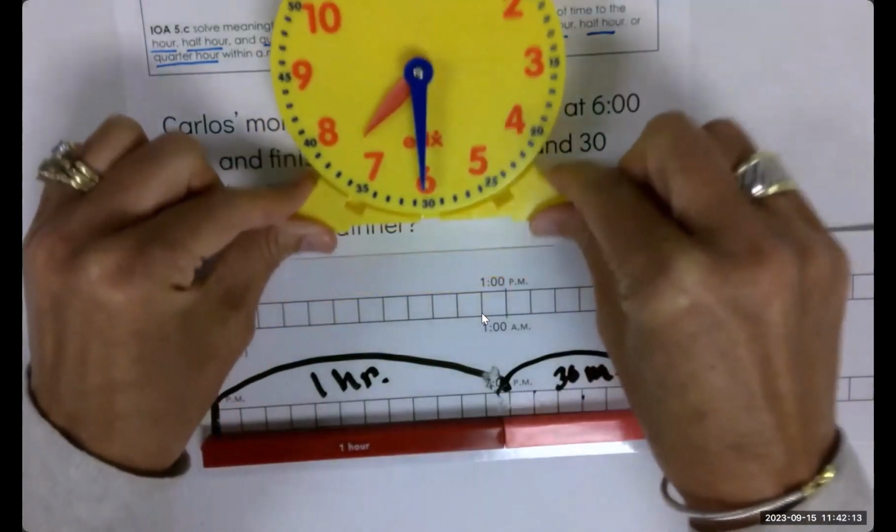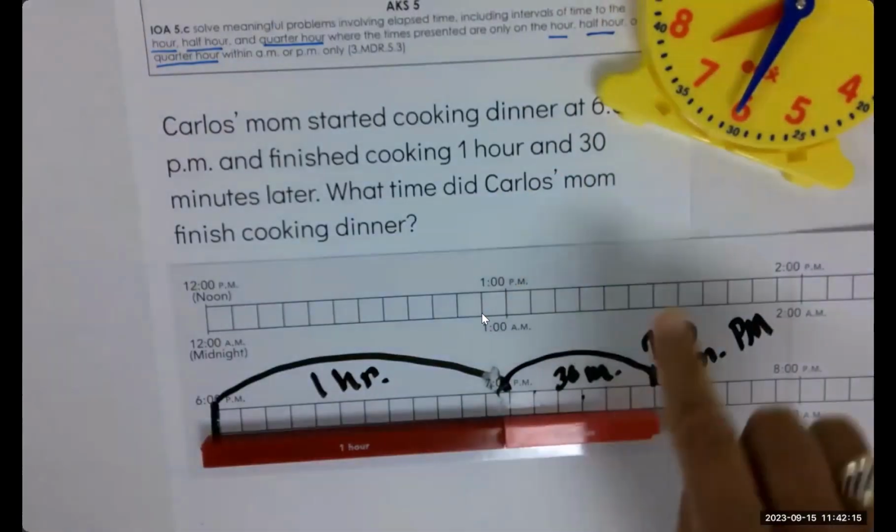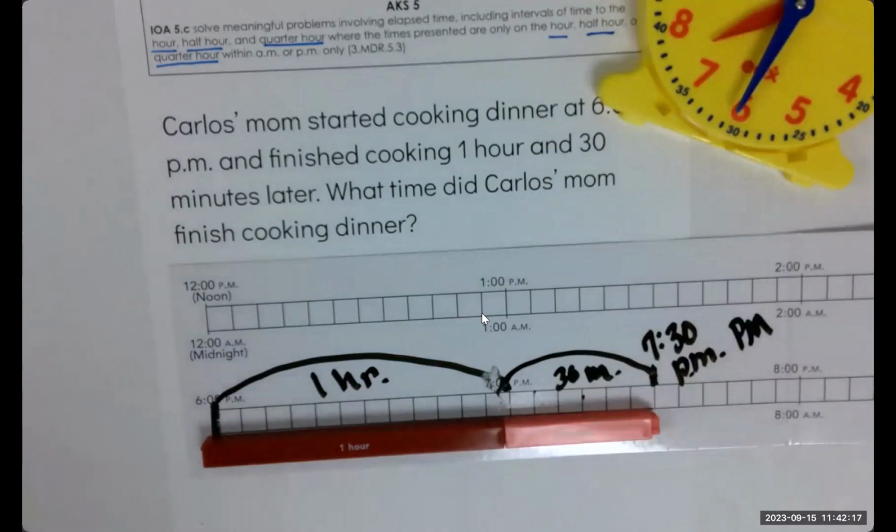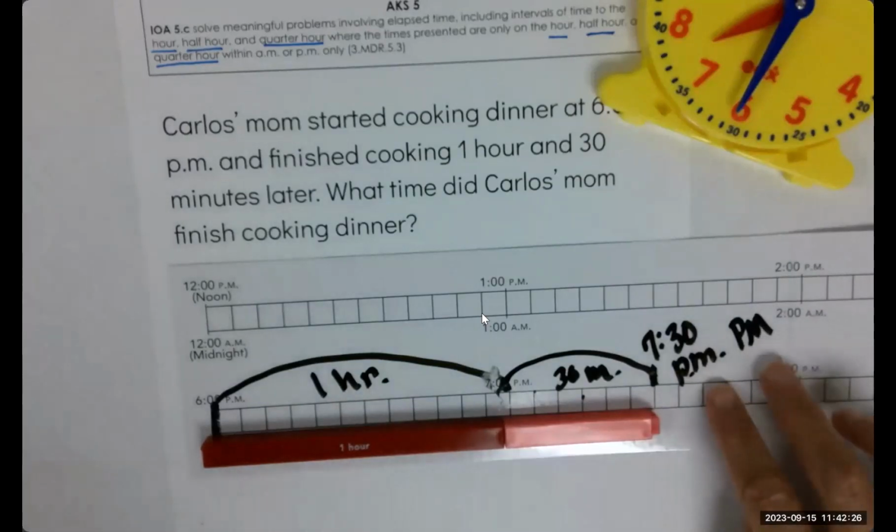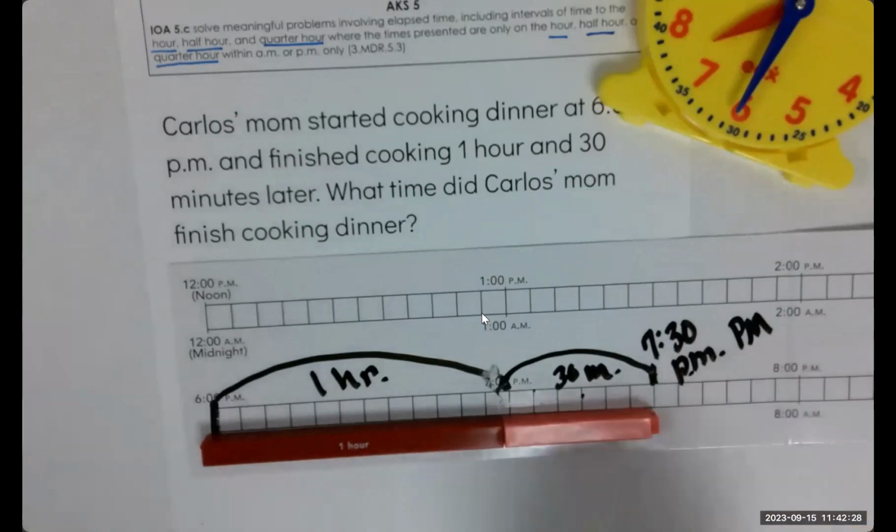Okay. So, have a discussion with your kids. Would it make sense for your mom to cook dinner at 7:30 a.m.? Keep having those conversations with your students about making sense of a.m. and p.m.